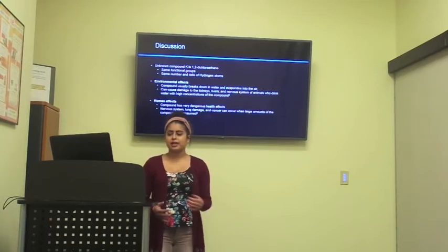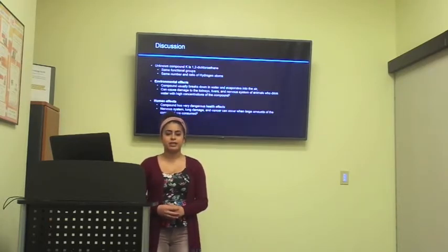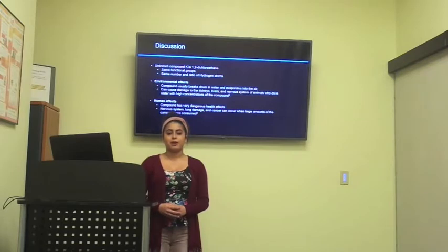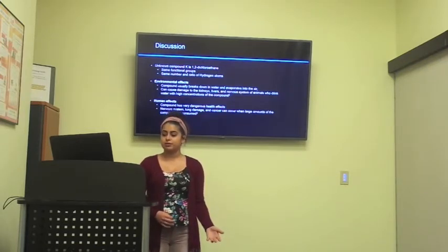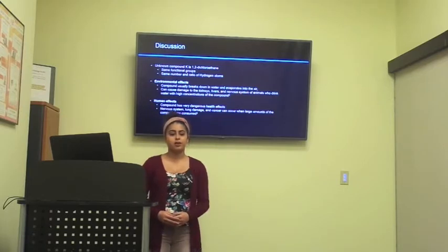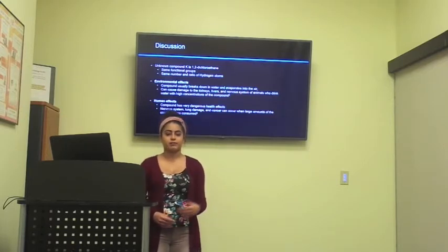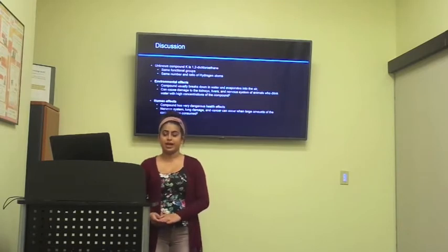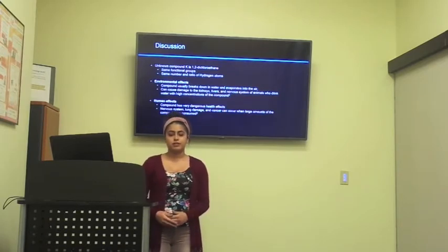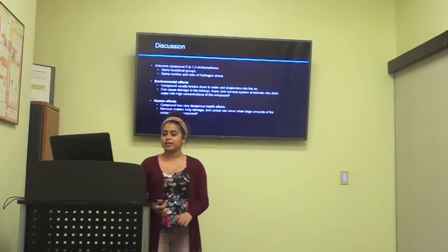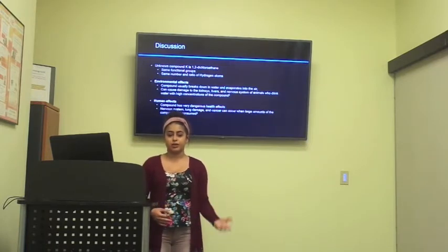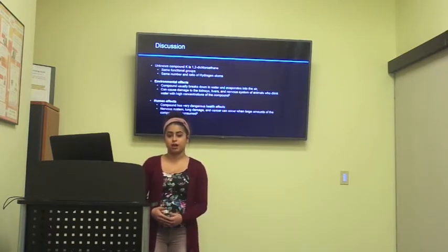why is this important? This is important because it has environmental and health effects that I found from the Agency for Toxic Substances from the CDC. The environmental effects I found was actually that the compound usually breaks down in water and evaporates into the air. However, if it doesn't break down and evaporate into the air, it can actually get into the nervous system and damage the kidneys, liver, and nervous system of animals who drink the water with high concentrations of this compound.